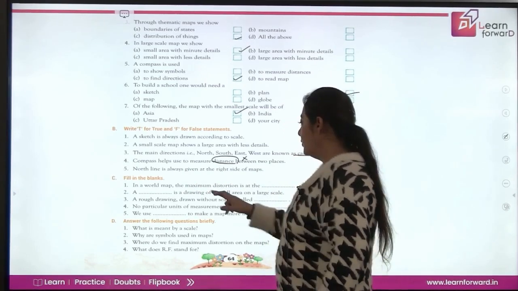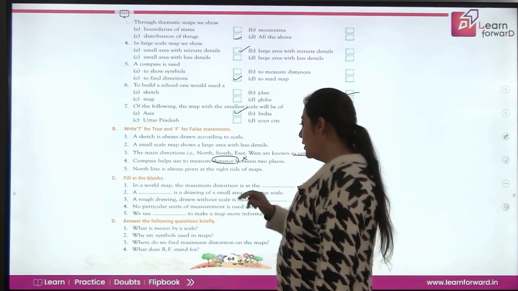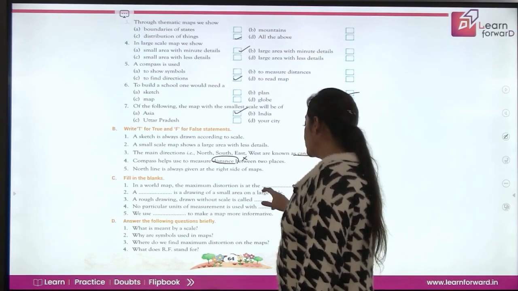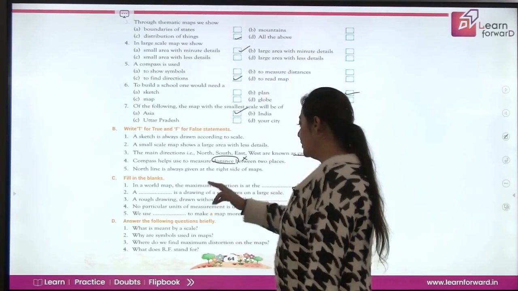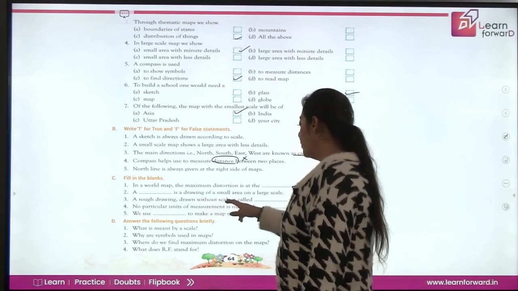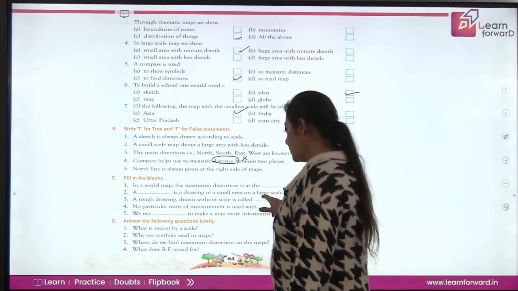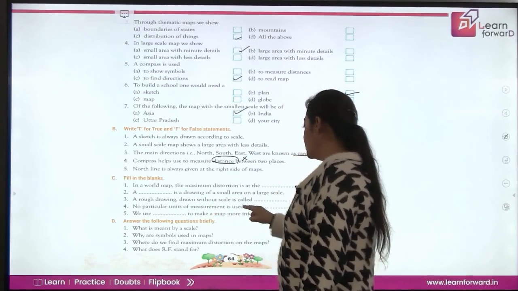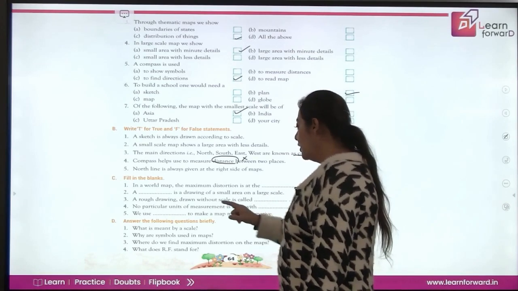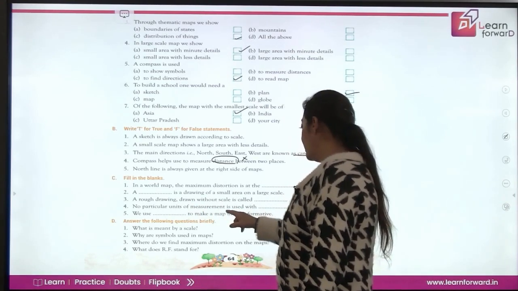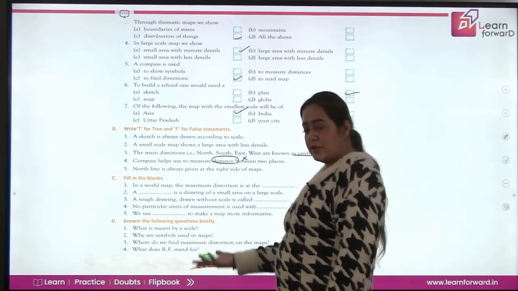True. Now, in a world map, the maximum distortion is at the poles. A plan is a drawing of a small area on a large scale. That is a large scale map. A rough drawing drawn without a scale is known as a sketch. No particular units of measurement are used in RF, representative fraction. We use signs and symbols, conventional signs and symbols, to make a map more intuitive.